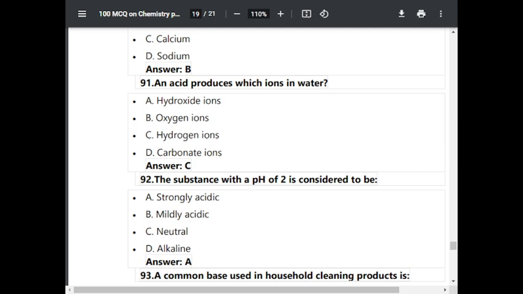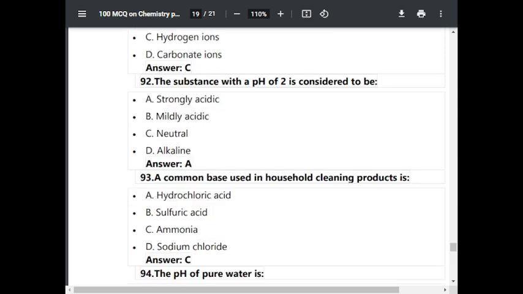Question number 91. An acid produces which ions in water? Option A hydroxide ion, option B oxygen ion, option C hydrogen ion, option D carbonate ion. The correct answer is C hydrogen ions. An acid produces hydrogen ions in water.